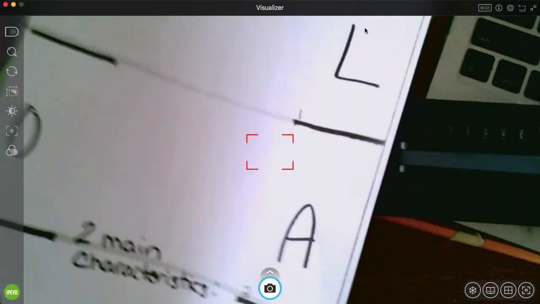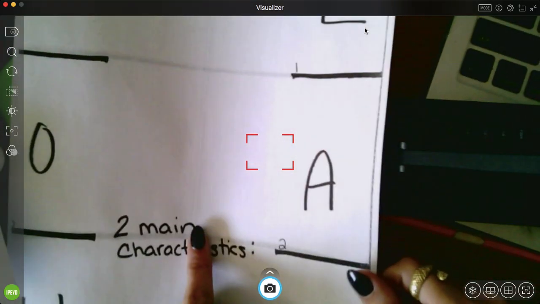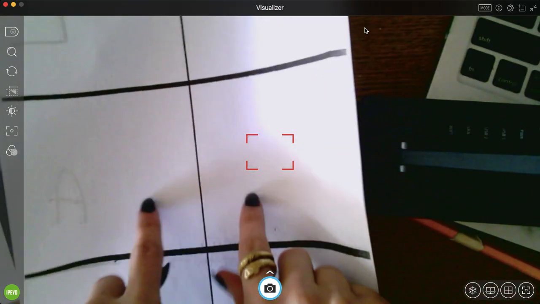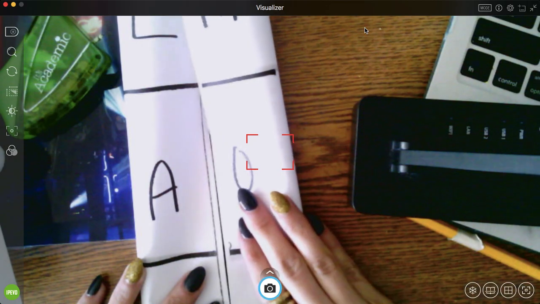Your notes today are on this sheet. It's about climate and its characteristics, and you'll see these letters on the side. They spell out LAWMOW. For this sheet, I want you to take the grid side and fold the edges inside so that the LAWMOW is on the outside now.